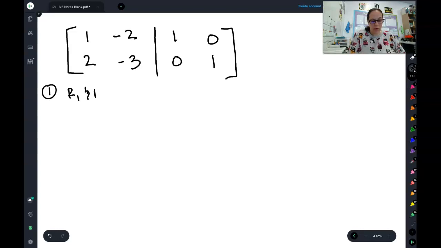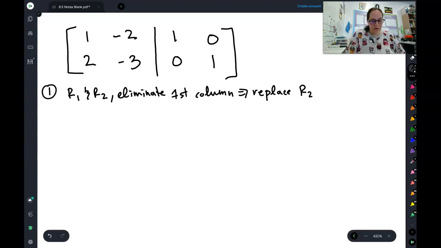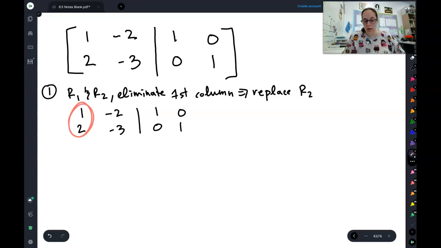So I'm going to take row 1 and row 2. It's the only pair I can work with. And I want to eliminate the first column because that's where I want my 0 to be, right there in that first column. And then I'm going to replace row 2 with the answer I get. So I've got this, and I need to eliminate the first column.